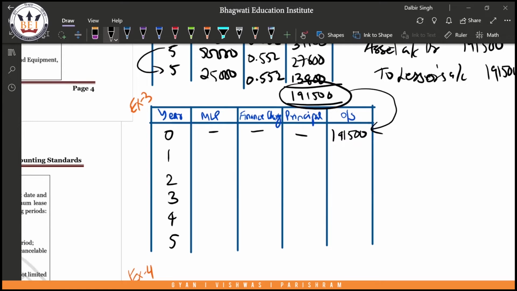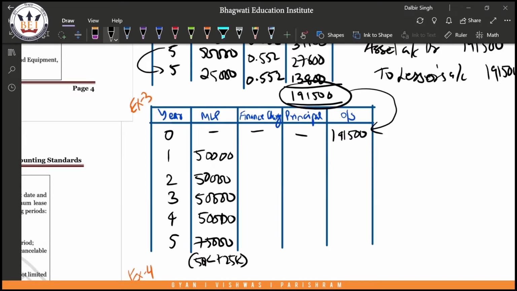Okay, then what are the minimum lease payments you're paying? You're paying 50,000 every year. Okay, and this 50,000 is what we have to bifurcate between the finance charge and the principal portion. Okay, for the last year you will have to take the lease payment plus the guaranteed residual value. So that is why I'm writing 75. This is nothing but 50,000 plus 25,000 of guaranteed residual value.